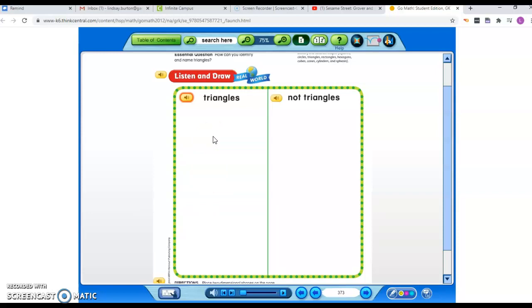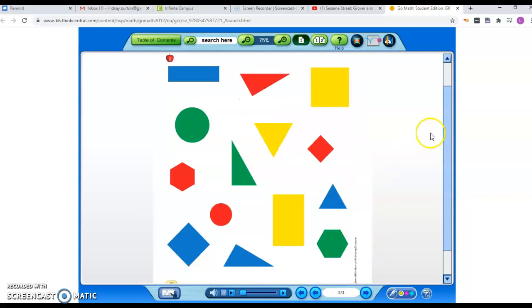Now anytime you need to pause the video for a second to finish something, you can do that. And then hit play when you're ready to go on to the next part. Once you get your triangle drawn, you can come over here. Let's see what it says. Not triangles. Alright, so on this side, I want you to draw me a shape that is not a triangle. It could be anything that does not have three sides and three vertices. So you're going to draw something different. It could be a square, a rectangle, a circle, any of those other shapes we talked about. Draw me something on this side that is not a triangle.